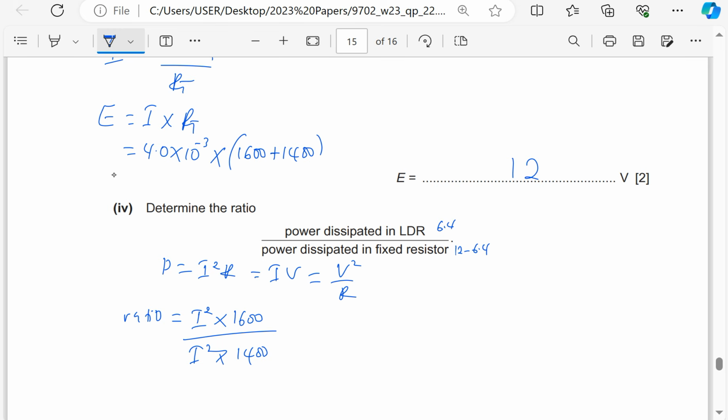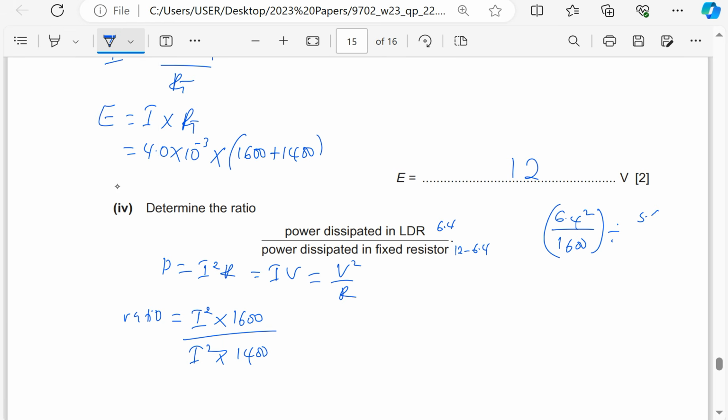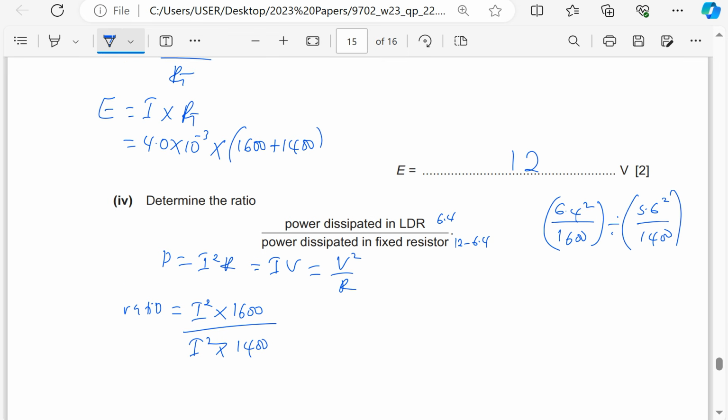So you can just use that. You can say 6.4 squared divided by the resistance, which is 1600. Then divide by, for the other one, the PD across it is, I hope, 12 minus 6.4. That is 5.6. So I'll say 5.6 squared divided by the resistance of the fixed resistor, which is 1400. When you divide, you'll get the same answer. Or you can use IV, whatever.